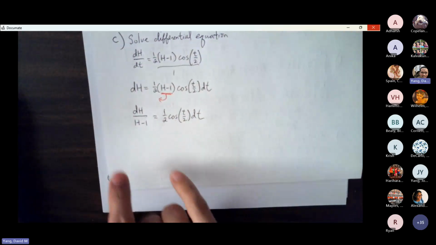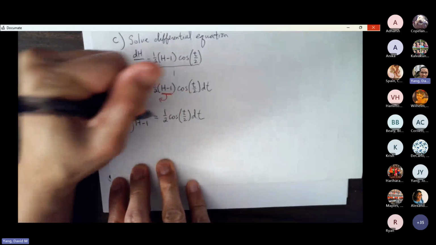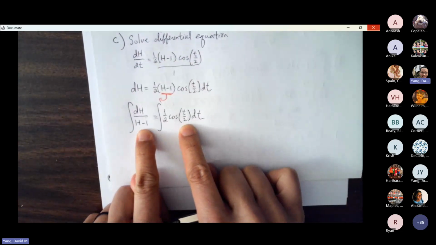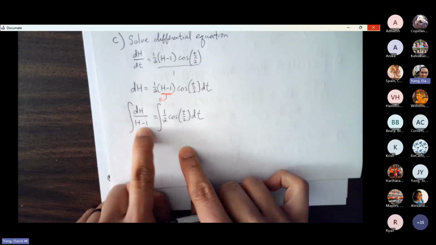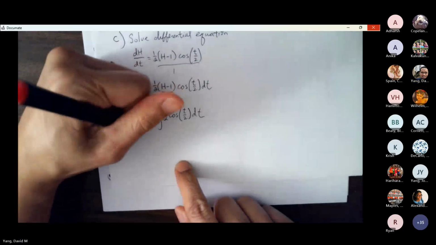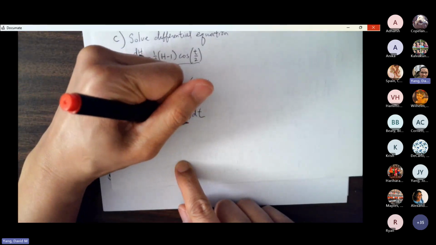Okay, full separation of variables. H is on the left, T is on the right. We're ready to move into our integral procedure. But it looks like both sides require their own u-substitution. The left side is going to be the h minus 1 being our u value. And the right side is going to be that t over 2, or 1/2 t, being our u value.